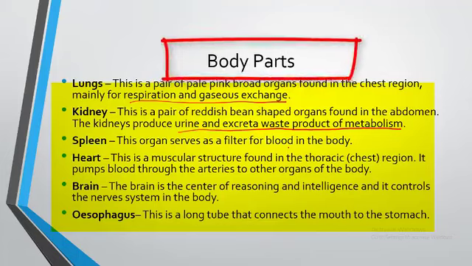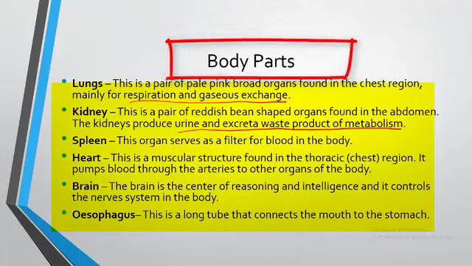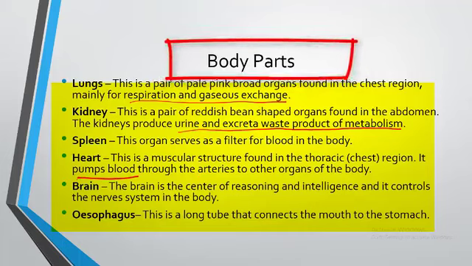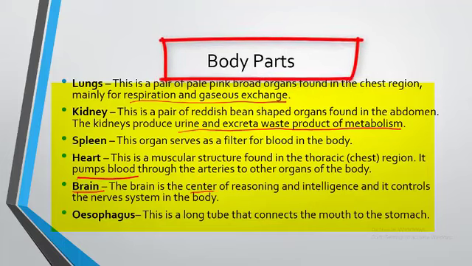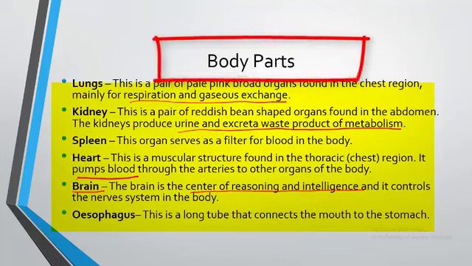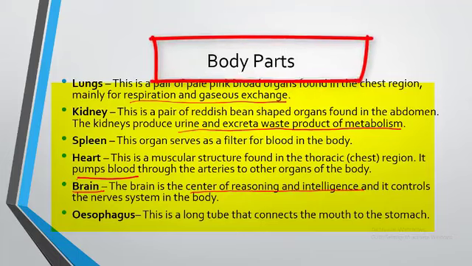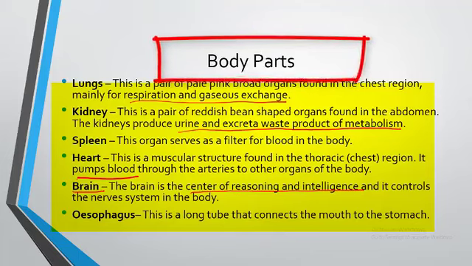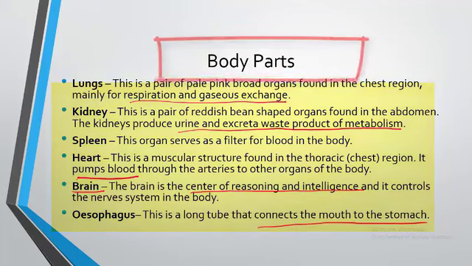Then we have the spleen. We have your heart, which is a very fundamental part, because the heart is responsible for pumping of what? Blood. And we have your human brain, which is the center of reasoning and intelligence. So your thinking capacity is a function of your brain. And we have your esophagus that connects your mouth to your stomach. After chewing your food, it goes through a piping system that connects, and that's your esophagus.